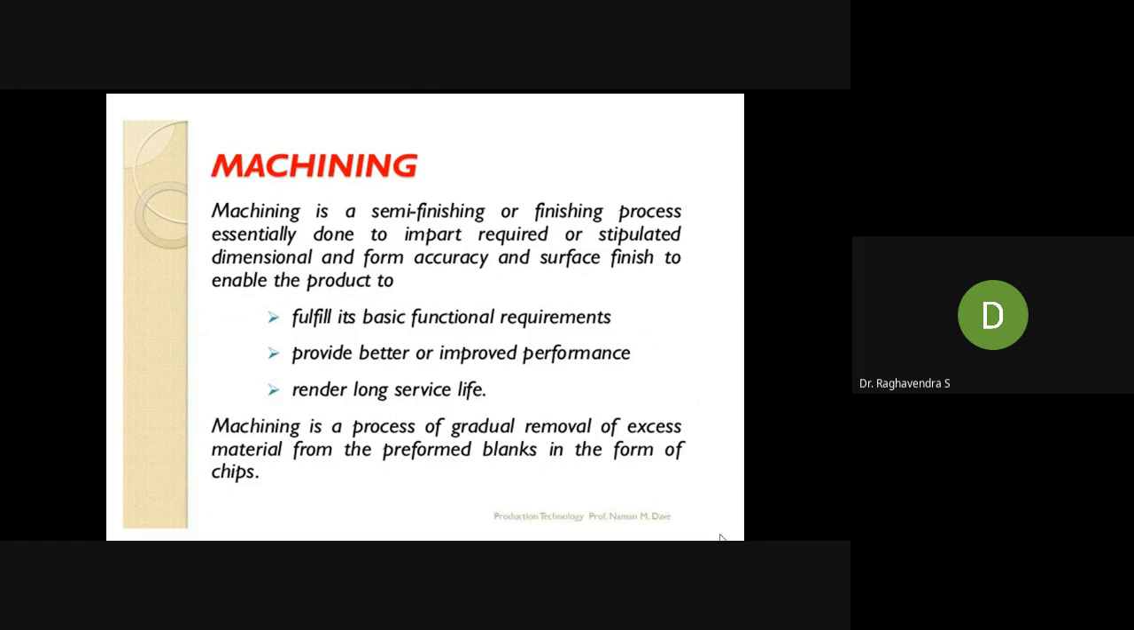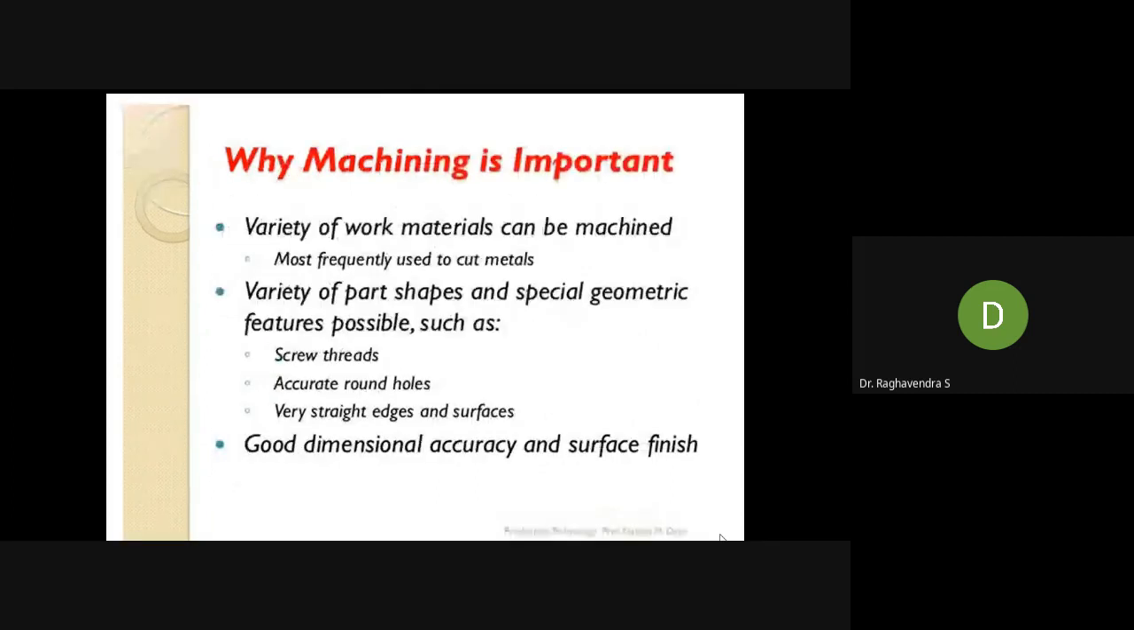So next, why is machining so important? A variety of work materials can be machined, most frequently used to cut metals. Of course, when you stand near any small mechanical industry, you can see a number of people cutting with a gas cutter and doing some welding operation. They're going to cut the material. For a very good example, take how to make a window frame, or, I hope you have all seen the fabricated steel gate of your house.